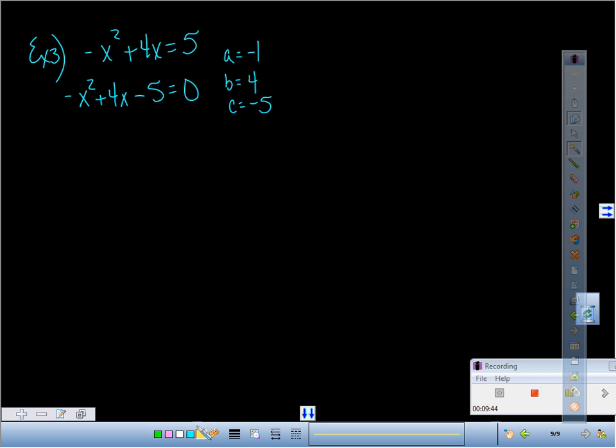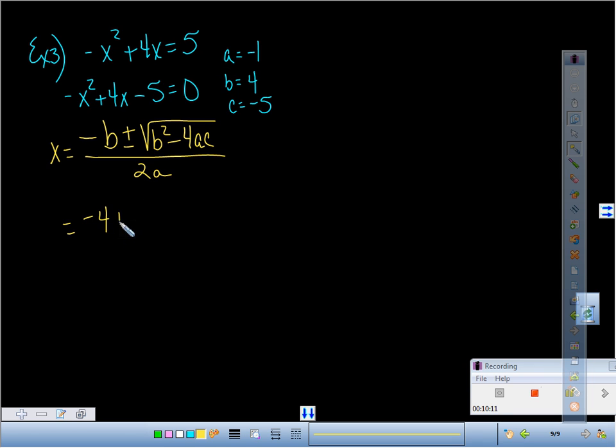Okay, and so now we're going to write our quadratic formula. X is equal to, there was a negative, come on, Ken. Negative b, plus or minus the square root of b squared minus 4ac, all over 2a. So we'll plug our stuff in. What's the opposite of 4? Negative 4. Plus or minus the square root of 4 squared minus 4 times a is negative 1, c is negative 5, all over 2 times negative 1.